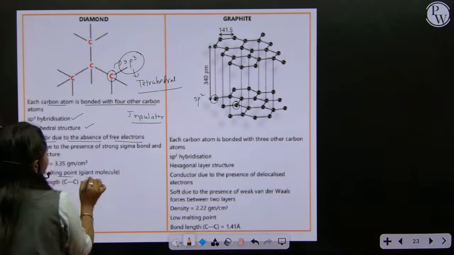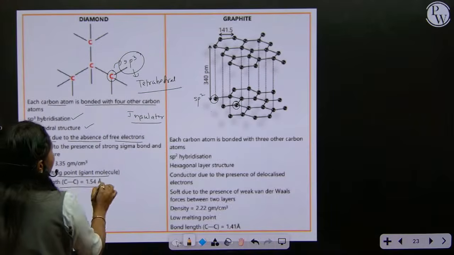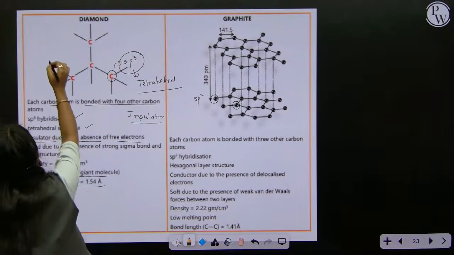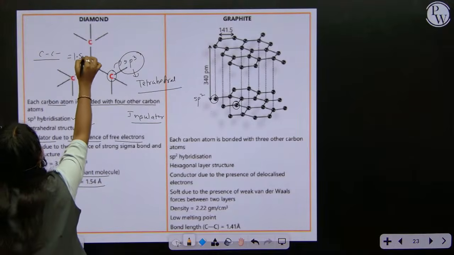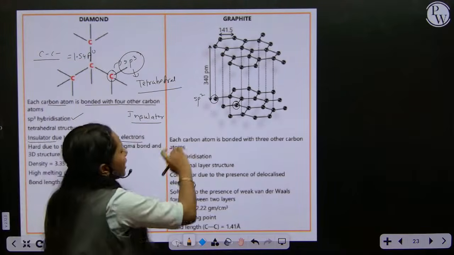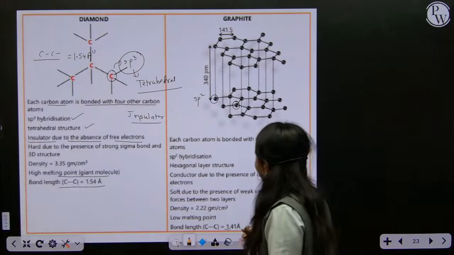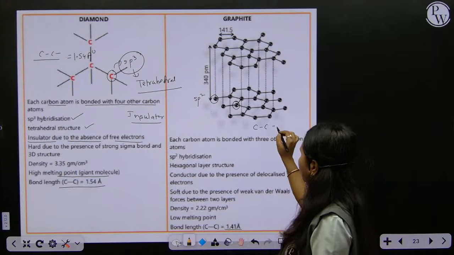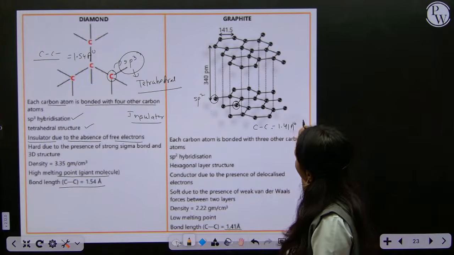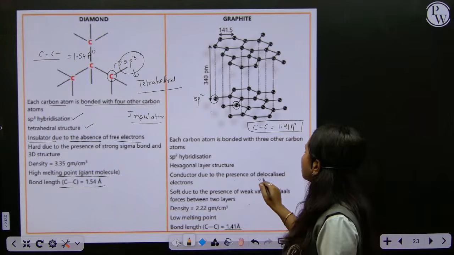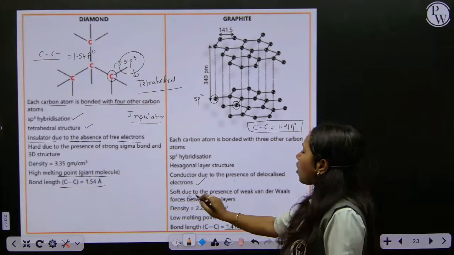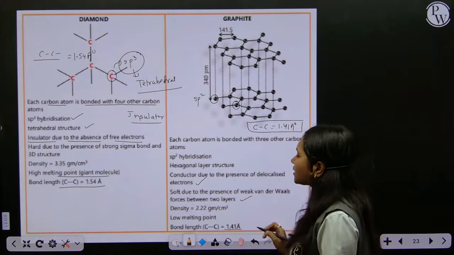Diamond has the highest melting point, and it is a giant molecule. The carbon-carbon bond length in diamond is 1.54 angstrom, and in graphite it is 1.41 angstrom. Graphite is a conductor due to the presence of delocalized electrons, and soft due to the presence of weak van der Waals forces.